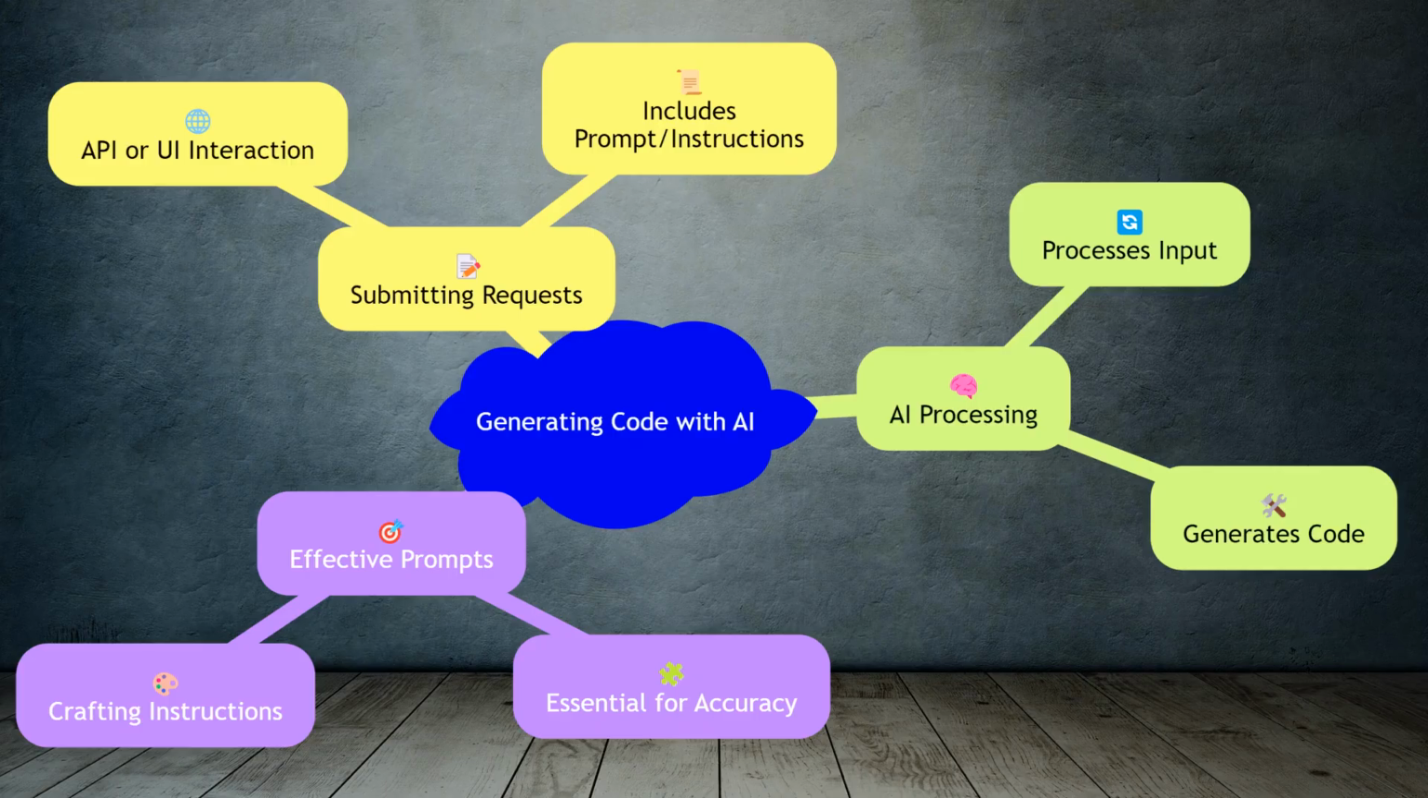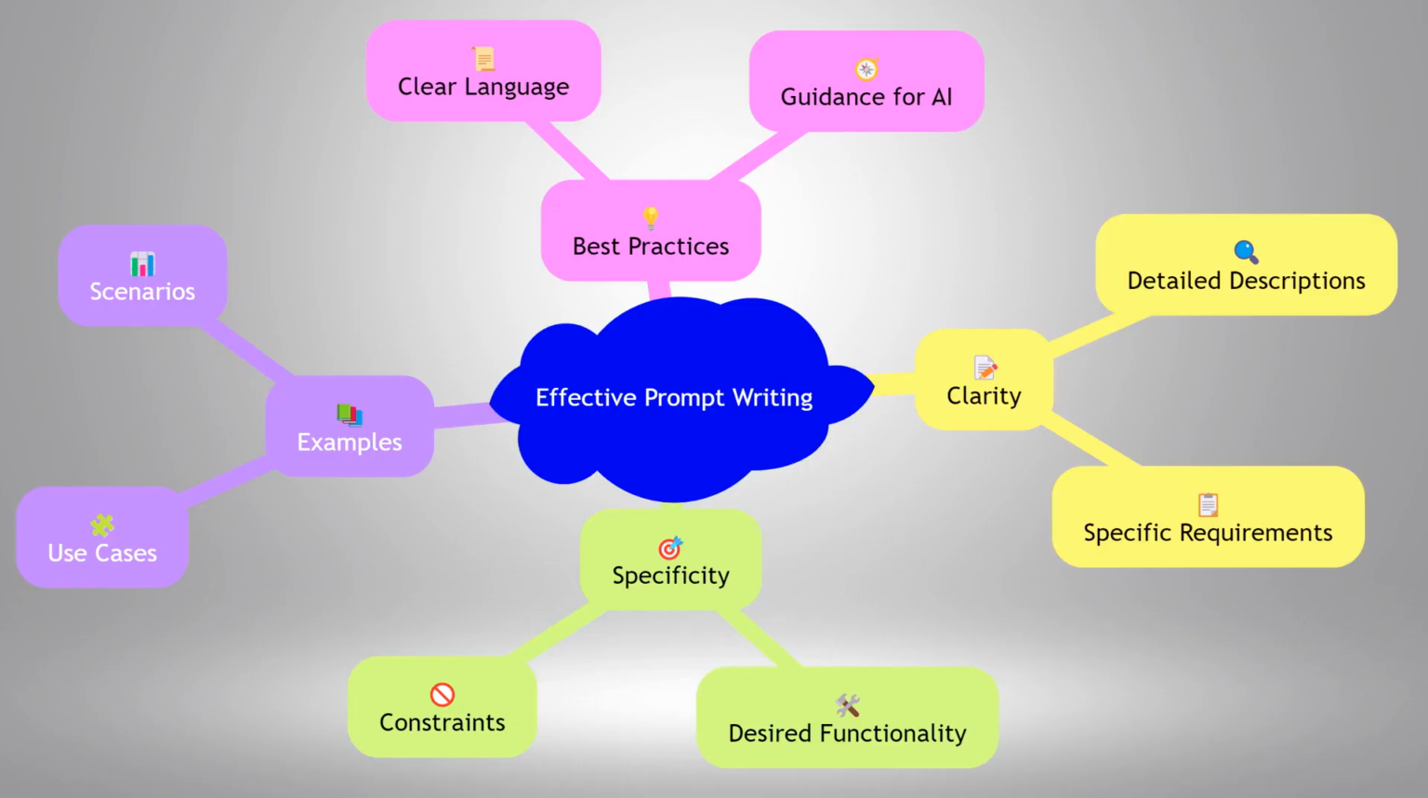Submitting requests to generate code involves interacting with a generative AI model through an API or a user interface. The request typically includes a prompt or a set of instructions that describe the desired functionality. The AI model processes this input and generates code that meets the specified requirements. Understanding how to craft effective prompts is essential for obtaining useful and accurate code from the AI. The quality of the generated code heavily depends on the clarity and specificity of the prompt.